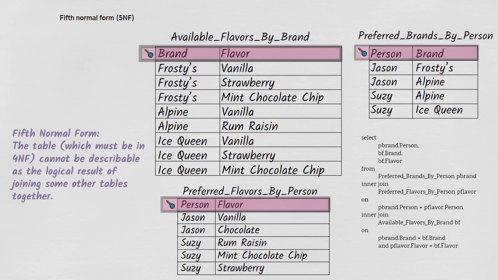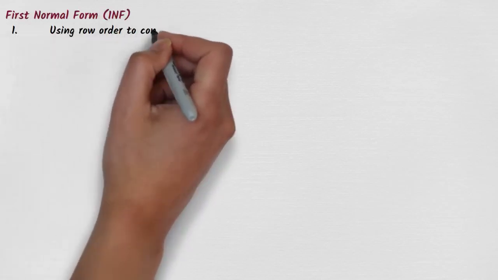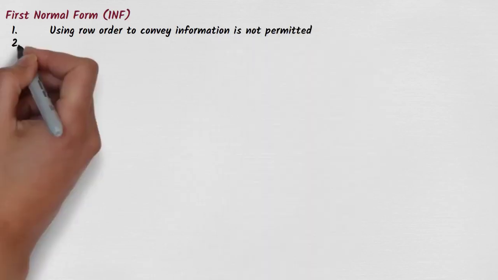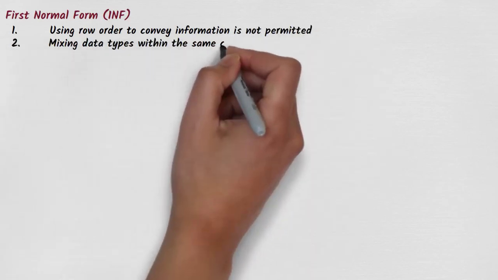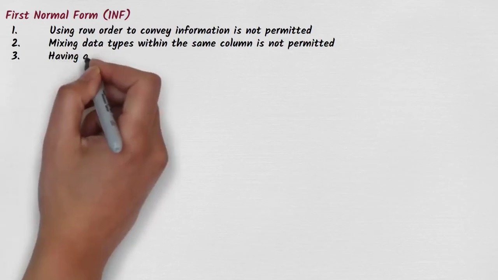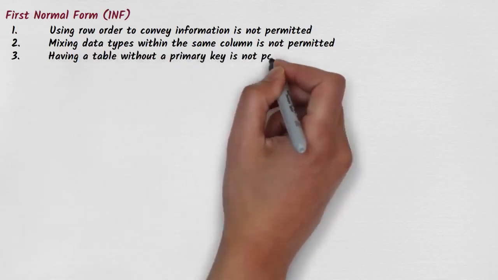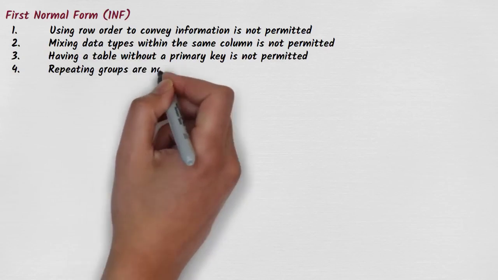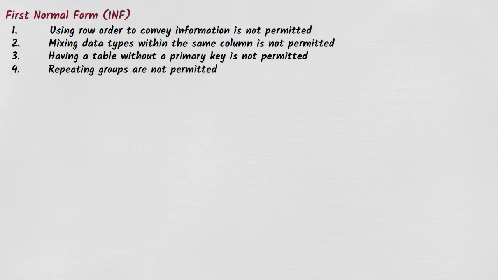We've now covered all the normal forms from 1st normal form to 5th normal form. Let's review, keeping in mind that for a table to comply with a particular normal form, it must comply with all the lower normal forms as well. The rules for 1st normal form are: 1. Using row order to convey information is not permitted. 2. Mixing data types within the same column is not permitted. 3. Having a table without a primary key is not permitted. And 4. Repeating groups are not permitted.